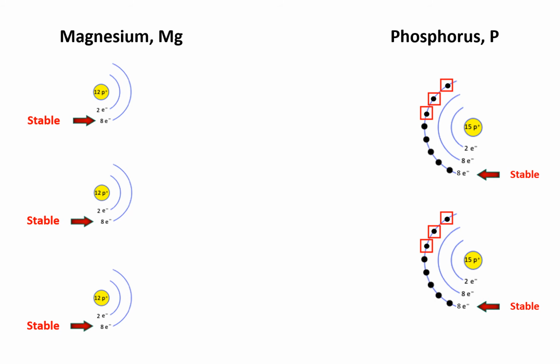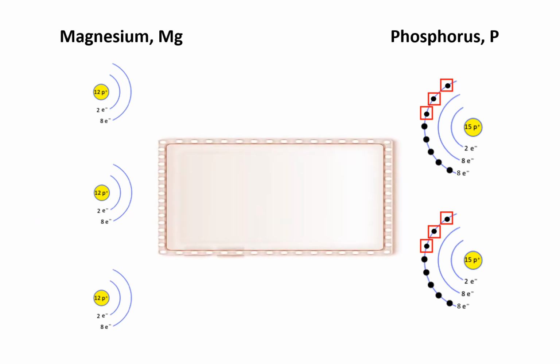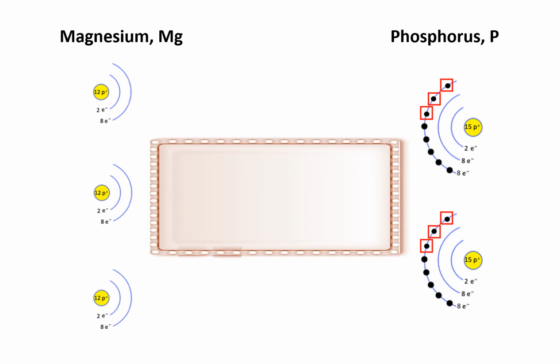With all players stable, we can now construct our formula, which represents a ratio of 3 magnesium to 2 phosphorus, Mg3P2. And the name is magnesium phosphide.